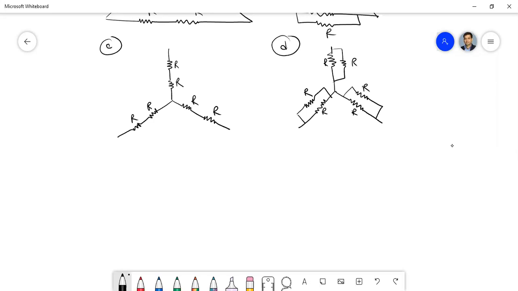So another possibility, another technique, is if we have a variable voltage supply.